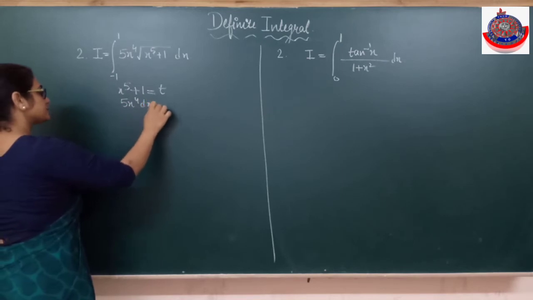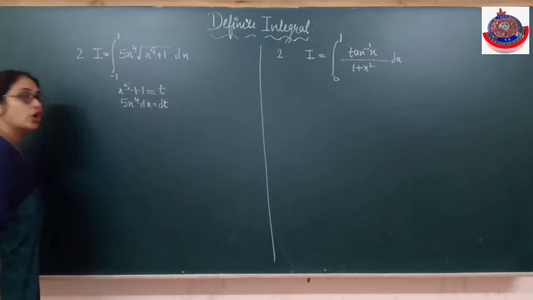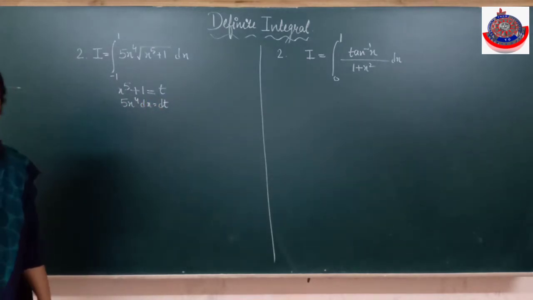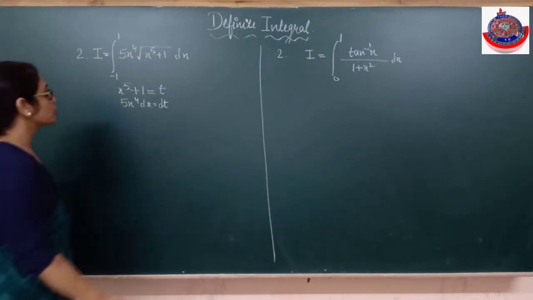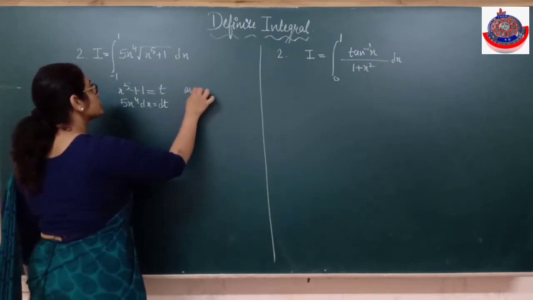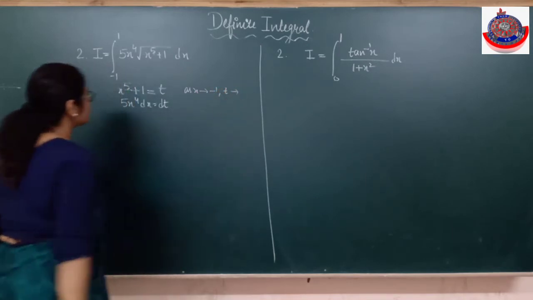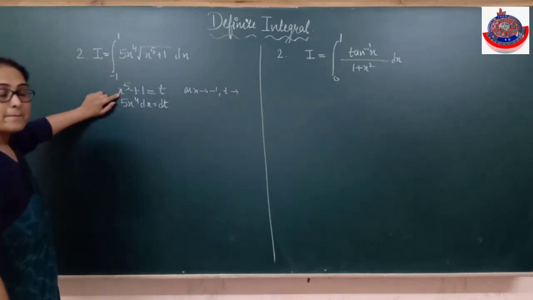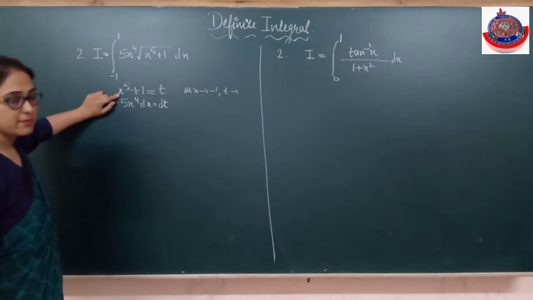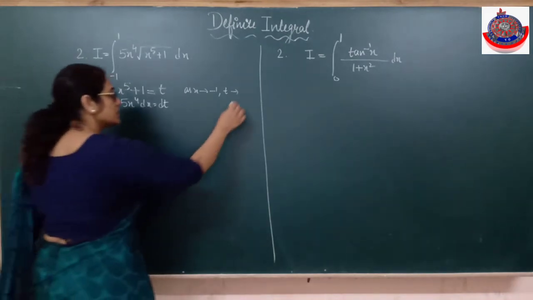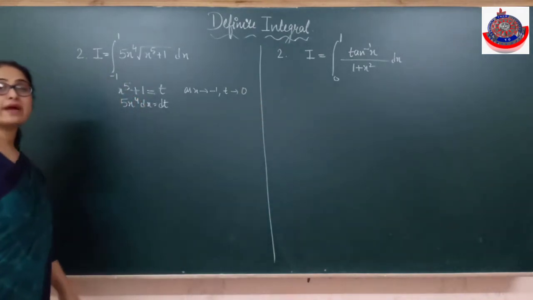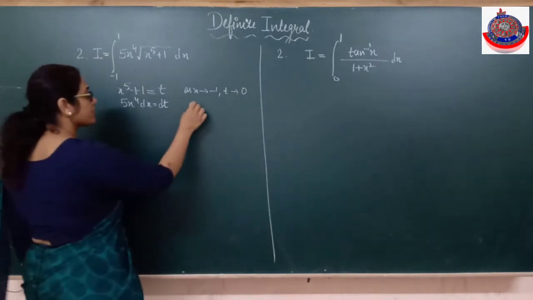Differentiate. Because the variable x is changing into t, I'll change the limit also. As x approaches minus 1, what is the limit first of all? T will approach what? Put minus 1 here. Minus 1 raised to power 5, minus 1 plus 1, 0. When x approaches minus 1, t approaches 0.